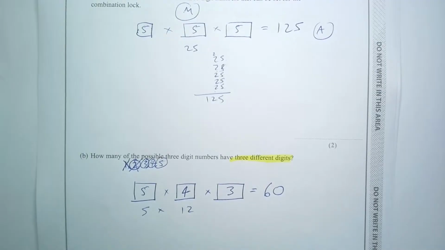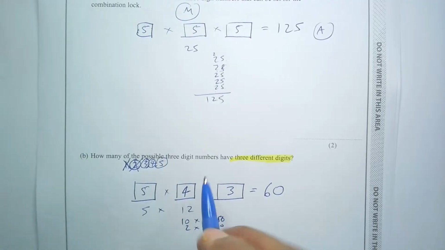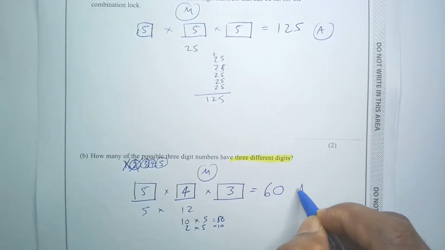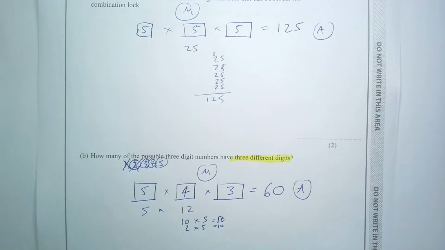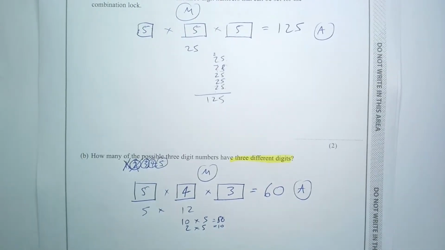And if you don't know your 12 times table, you can just split this up. 10 times 5, 2 times 5, and then add them together. 50 and 10 gives you 60. Okay, so my final answer is 60. And similar to before, having this working out is a method mark, and having 60 is our accuracy mark. Well done if you got 60.